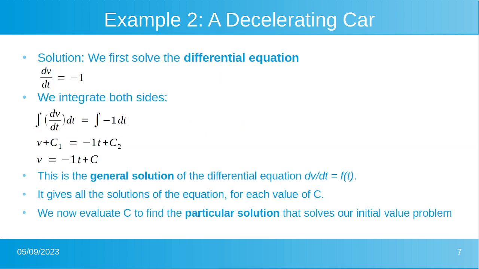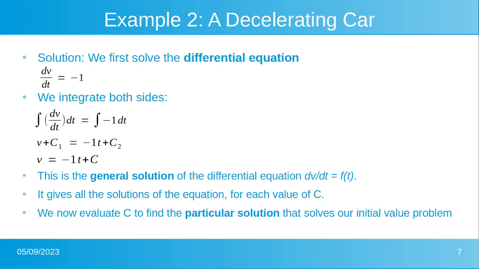To find a solution, we first solve the differential equation. We have the derivative dv/dt, the change in velocity per change in time, equal to -1. To find a general solution, we integrate both sides with respect to t. So we've got the indefinite integral of dv/dt with respect to t equal to the indefinite integral of -1 with respect to t.